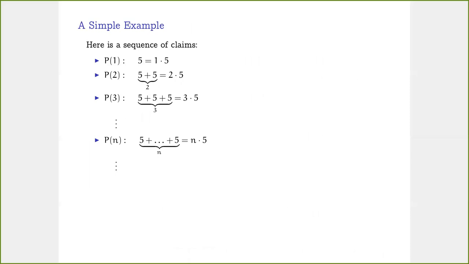The first proposition is 5 equals 1 times 5. The second proposition is 5 plus 5 equals 2 times 5. The third proposition is 5 plus 5 plus 5 equals 3 times 5, and so on, down to P of n. We have n 5s, and that equals n times 5. How can we prove these intuitively obvious results, that they're all true?